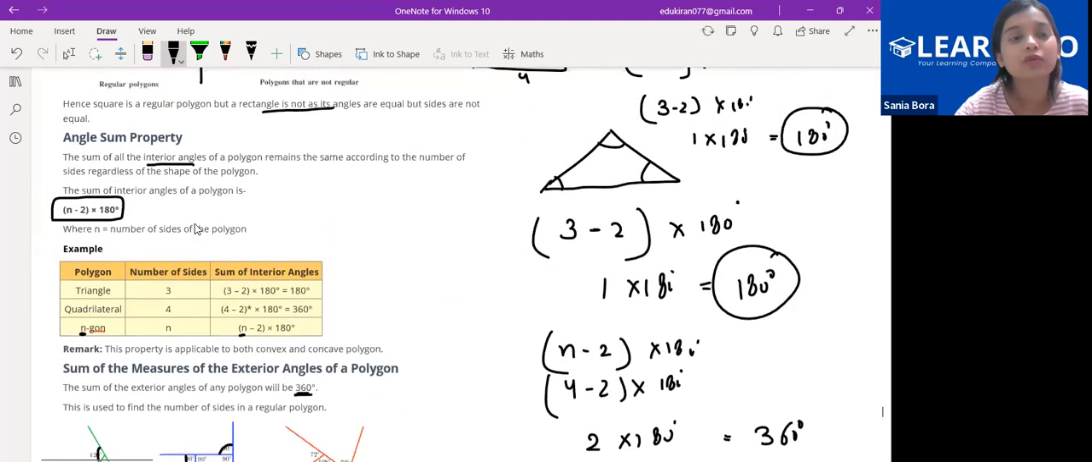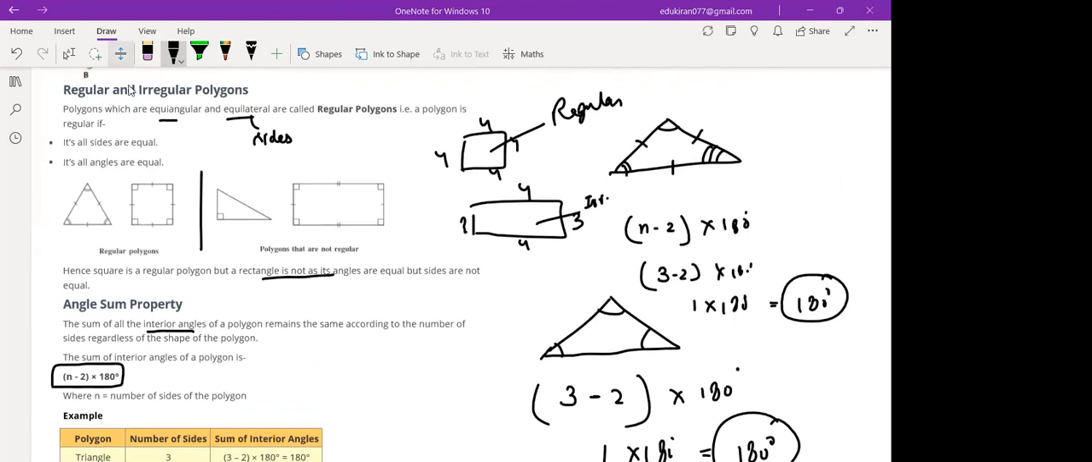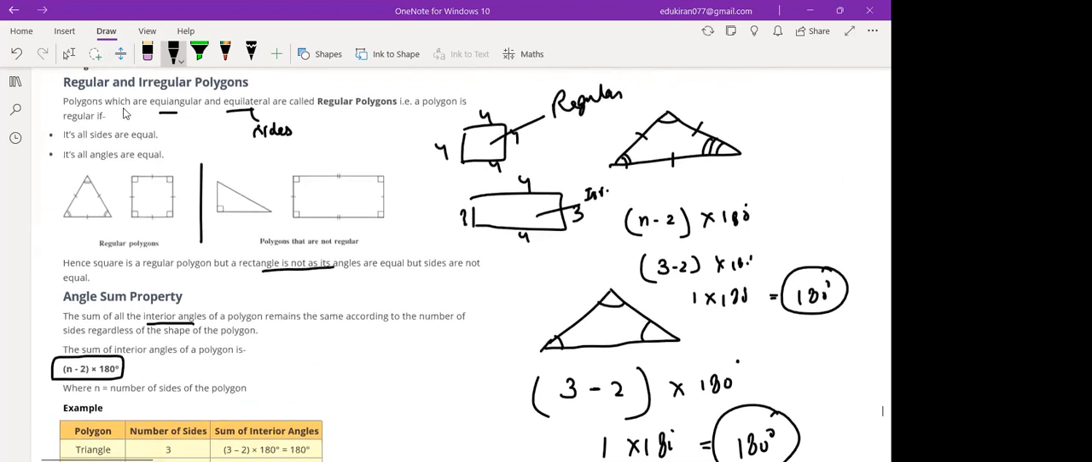Any confusion now? No, ma'am. Okay. So quickly write down this regular and irregular. Then I'll scroll to angles and properties. You can write the name. Triangle here. Square here. This is a right angle triangle. Right angle triangle. This is a rectangle.